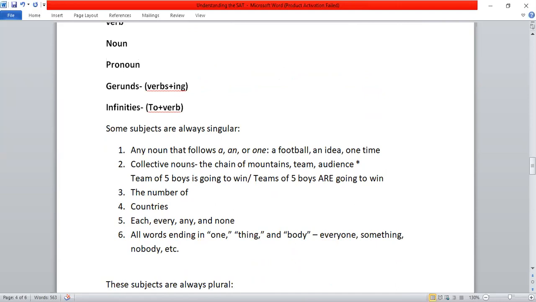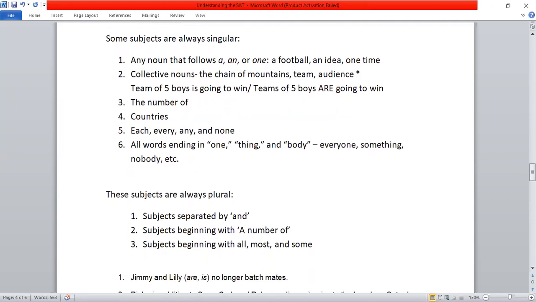Okay, let's go further. Any word that ends with one, thing, or body: everyone, something, nobody. These words will always be singular. Okay, so these are certain things you have to remember. If you see all of this on your test, you would know that you're looking for a singular verb, and if it's written plural, then you're looking for one of the options A, B, C, D which is using a singular verb.